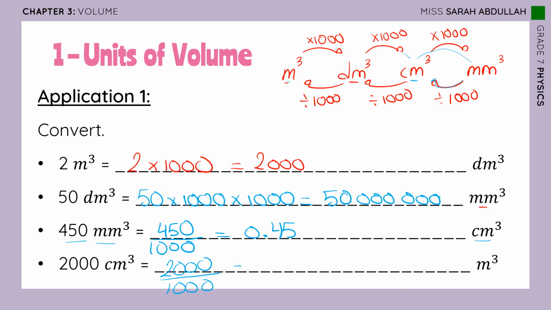So first of all, I divide by 1,000 and the answer is 2 decimeter cube. Is this the unit that I want? No, I want meter cube. So I take another step reaching meter cube, where I divide by another 1,000 and the answer is 2 times 10 power minus 3 meter cube, or you can write it as 0.002.